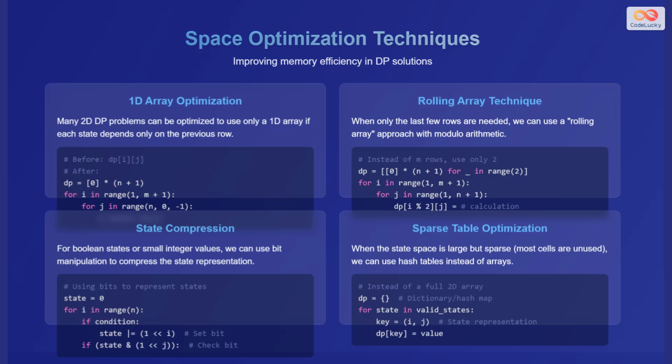Finally, there is sparse table optimization. When the state space is large but sparse, most cells are unused. We can use hash tables instead of arrays. Instead of a full 2D array, we can use a dictionary or hash map. For valid states, we can set key to be i and j, which represents the state, and then we can set dynamic programming of key to some value.